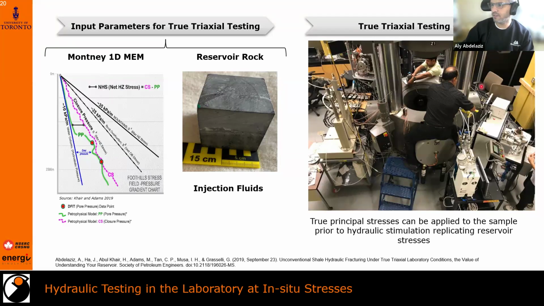And on the right here, you see the magnitude of the machine. So this is me on the other end, and it is a huge machine. So in the true-triaxial machine that we have here at the University of Toronto, we will talk about it in details in the following slides.